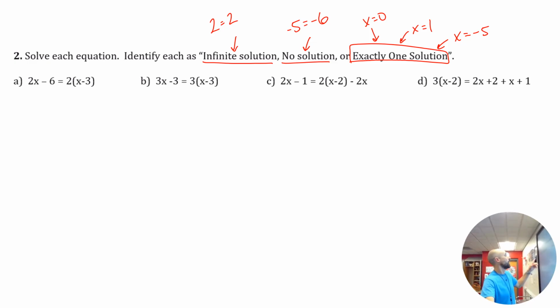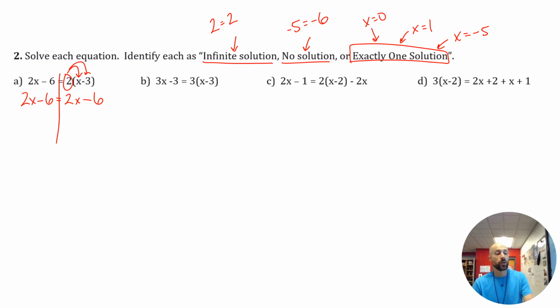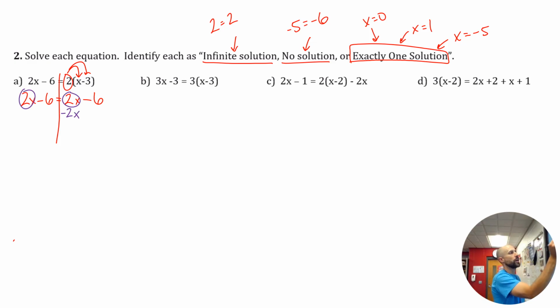So let's take a look at letter A. Let's go ahead and solve. So again, normally what we do, distribute. And then at this point, some of you might remember that you can determine the solution from here, because I noticed that they have the same coefficients and the same constant. And if that's the case, this is going to be infinite solutions. But if you're not sure how I can see that, well, let's try to get the variables to the same side. So I'm going to subtract 2x to cancel it out on the right, and it cancels out on the left.